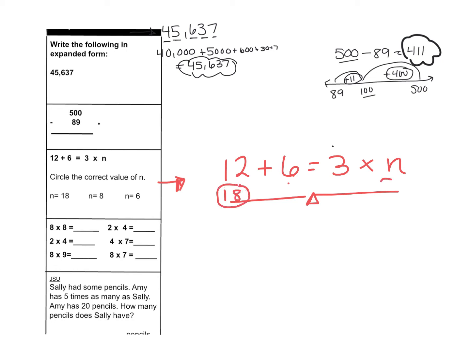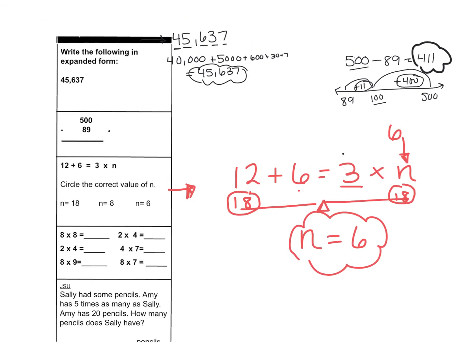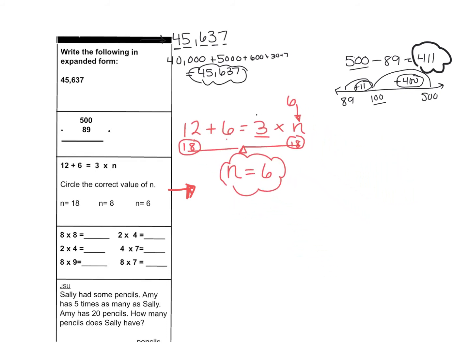So that means on this side of my balance, I also need to have 18. So what number do I need to put here to make that true? I can think about what times 3 makes 18. And I know that 3 times 6 makes 18. So that means that my number, n, equals 6. If you use a different type of strategy, but still got n equals 6, then you're in good shape.